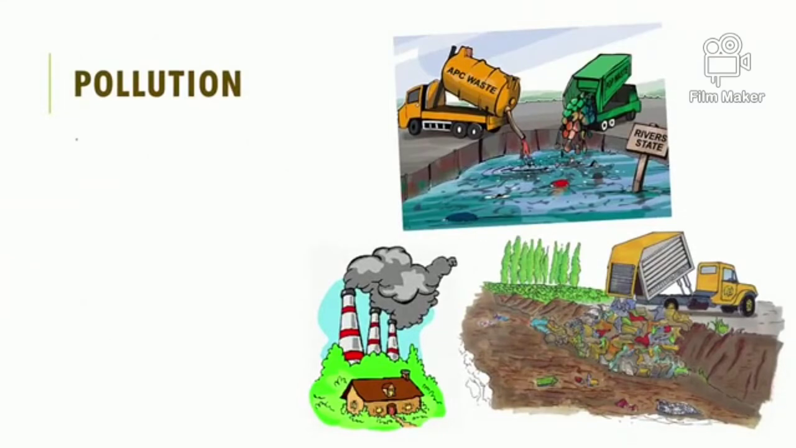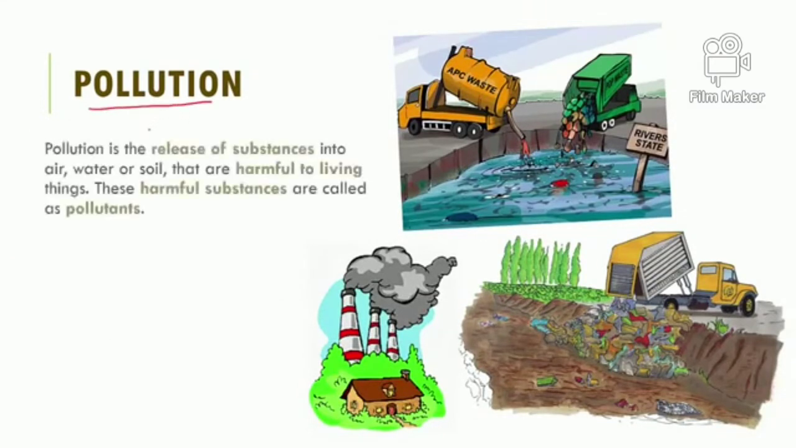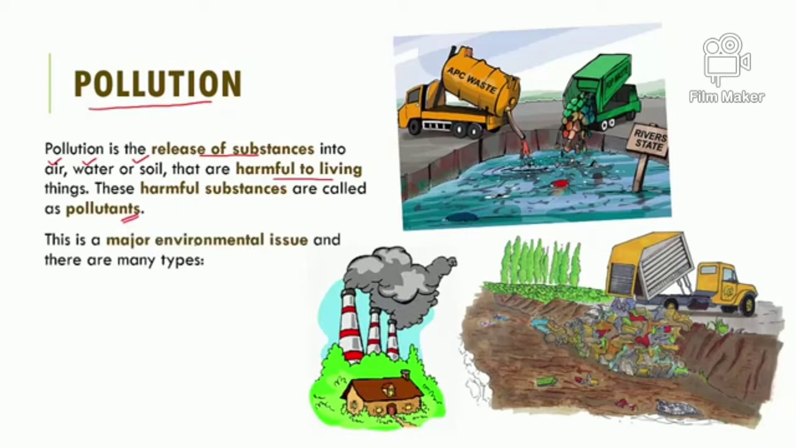So let us now briefly talk about pollution. What is pollution? Pollution is the release of substances into air, water, or soil that are harmful to living things. And these harmful substances are called pollutants. This is a major environmental issue, and there are different kinds of pollution. What are the different kinds of pollution? The first one is air pollution, then we have water pollution, we have soil pollution.